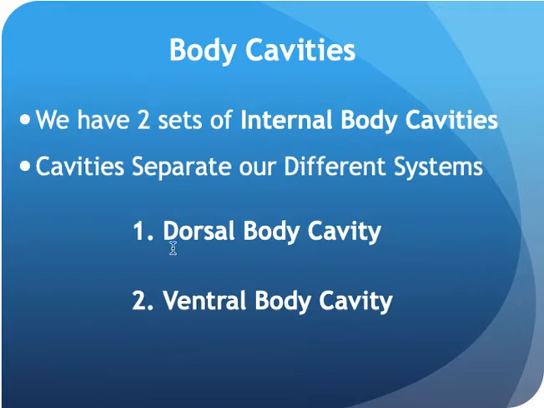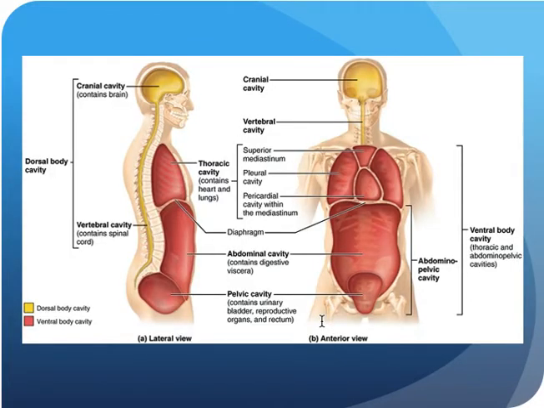But we have a dorsal body cavity, so dorsal's already come up, so it's going to be towards the back, and we're also going to have our ventral body cavities. Okay, so if you look at this picture, and this is a good one for labeling on your practicals, this is going to be my dorsal body cavity.